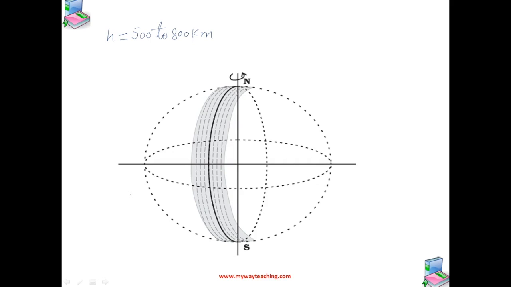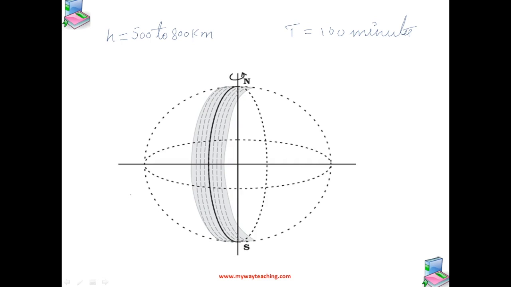Since its time period is around 100 minutes, it crosses any altitude many times a day. However, its height is between 500 to 800 kilometers. A camera fixed on it can view only small strips of the earth in one orbit. Adjacent strips are viewed in the next orbit, so that in effect the whole earth can be viewed strip by strip during the entire day.